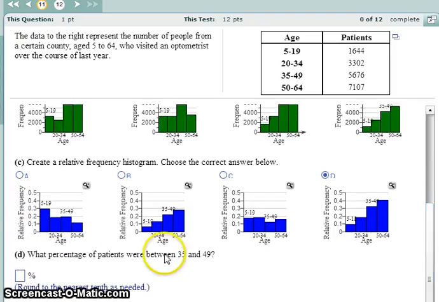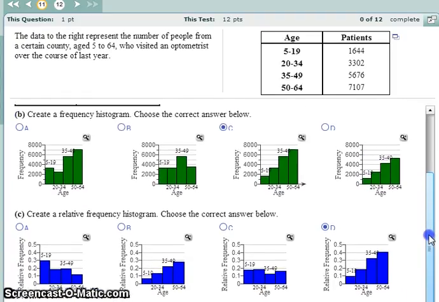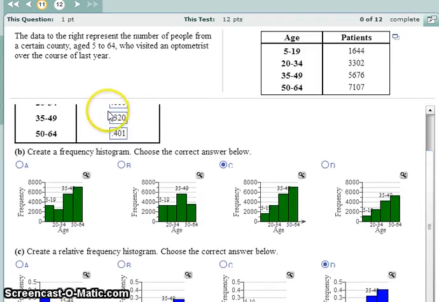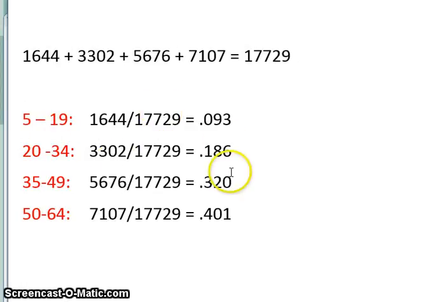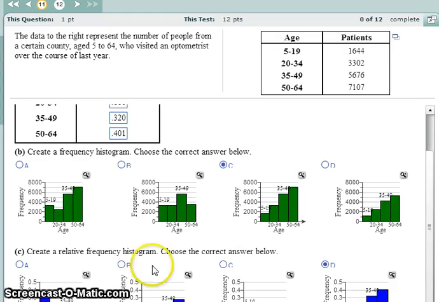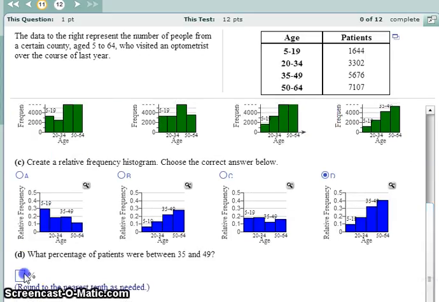What percentage of patients are between 35 and 49? Well, that's what our relative frequency tells us. So it's 0.320. We calculated that. You have the percentage of patients in all the age groups when you do this. So 35 through 49 was 0.320. So type that in. So 32% if you write it as a percent.